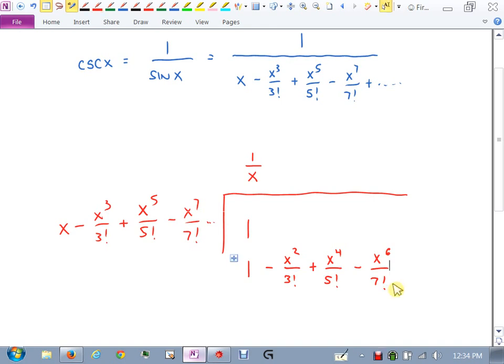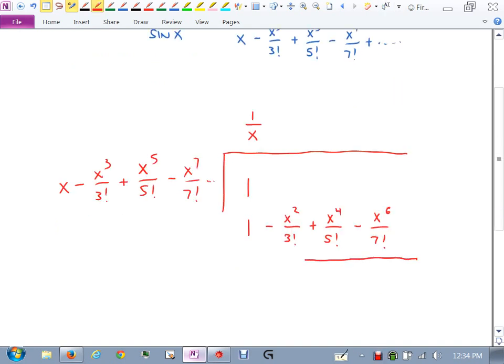You all understand that? And now I come through, and just like we did with old division, we subtract this row, right? Which changes all the signs. And then we add straight down. So what are we going to have left when we add down? Nothing, and then x squared over 3 factorial, right? Minus x to the 4th over 5 factorial, then plus x to the 6th over 7 factorial.